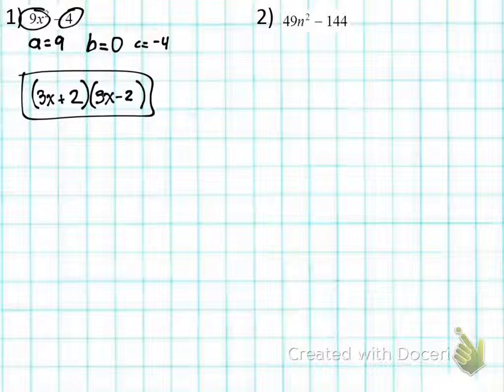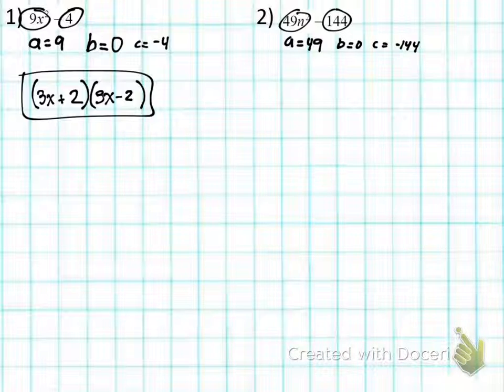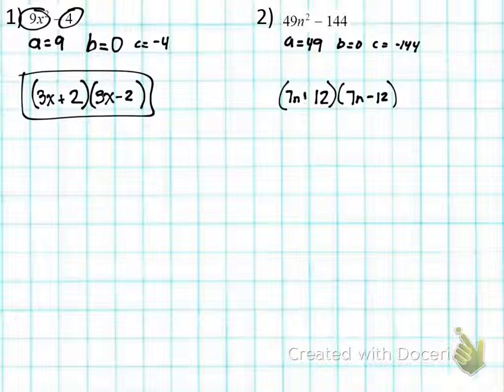Okay, watch me do number 2. Look at these big numbers. A is equal to 49. Is there a B? No. C? Negative 144. Normally you would do an Xbox, but what did you notice? This is a perfect square and this is a perfect square. What's the square root of 49? 7. So you could put a 7 here, and the square root of n squared is n, of course. We don't want to forget that. So it's 7n. The square root of 144 is 12. Negative and positive, and that's it.